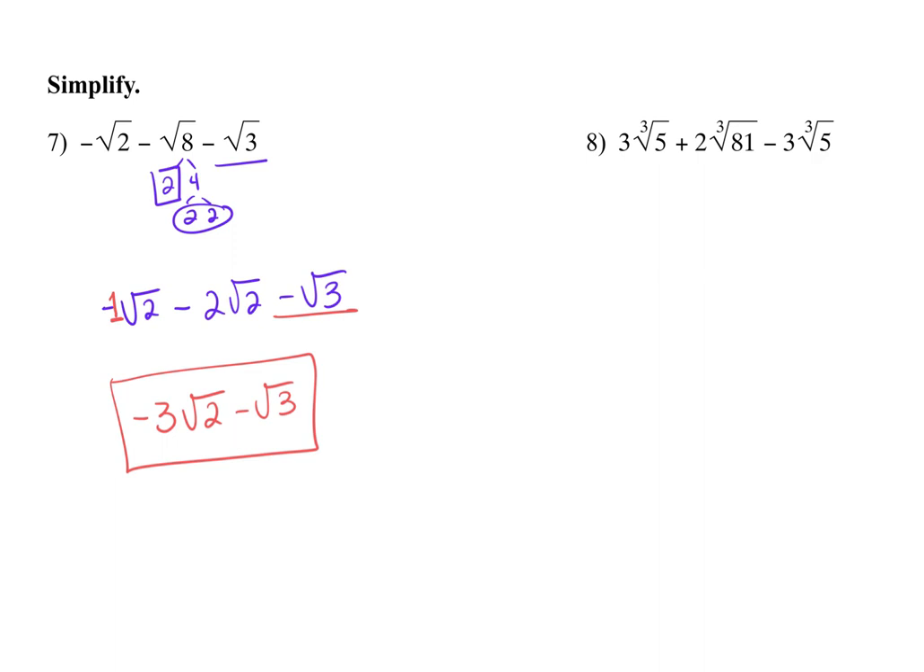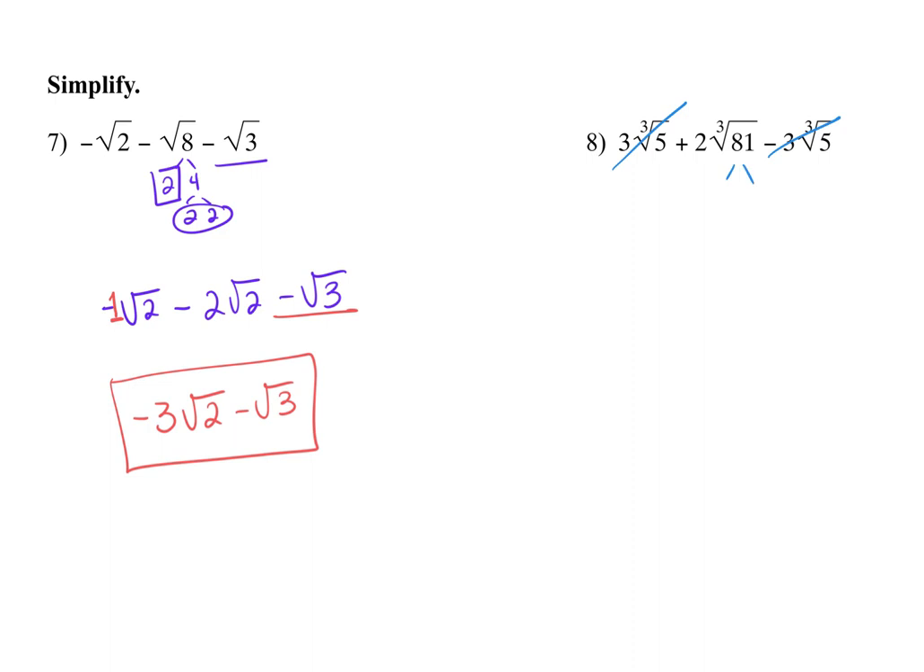All right, so for this next one, you can see that we have all the same index, 3, 3, and 3. I can go ahead and combine these if I want, actually. The 3 cubed root of 5 and the negative 3 cubed root of 5 are actually going to zero out. So I can go ahead and zero those out. I'm not, however, done with this problem because I really do need to make sure that that 81 can't simplify.